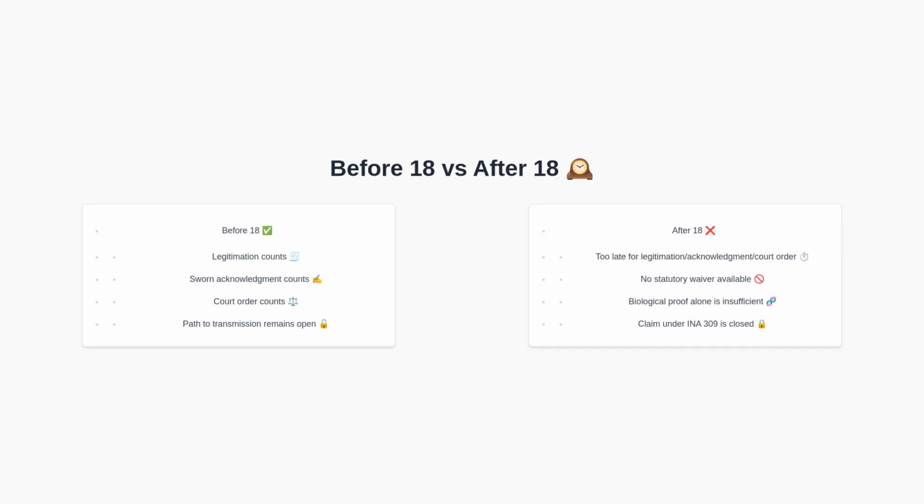This comparison highlights the importance of timing. Actions taken before the 18th birthday, such as legitimation under applicable law, a sworn written acknowledgement by the father, or a court order establishing paternity, can satisfy the statute and preserve a pathway to citizenship transmission. In contrast, any of these actions occurring after the 18th birthday are too late. The statute offers no waiver or exception, and biological evidence alone cannot overcome the missed timing requirement. Therefore, planning and early action are essential.